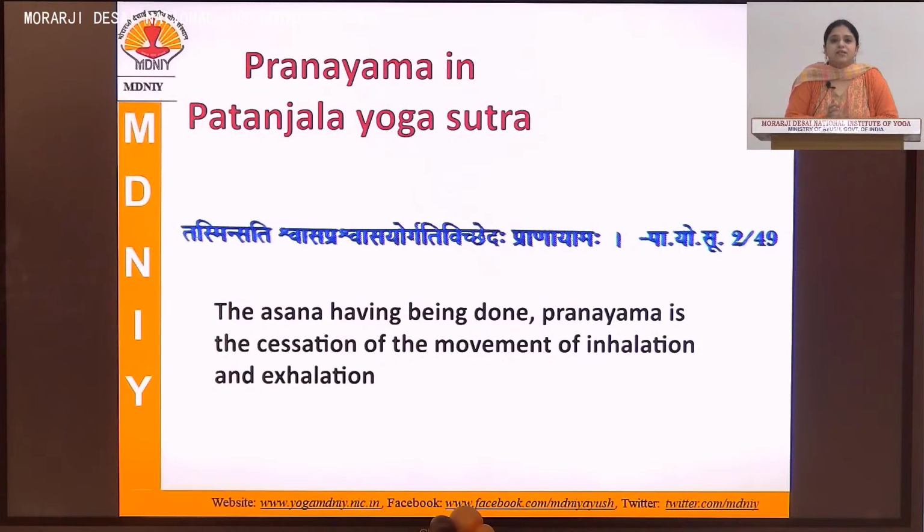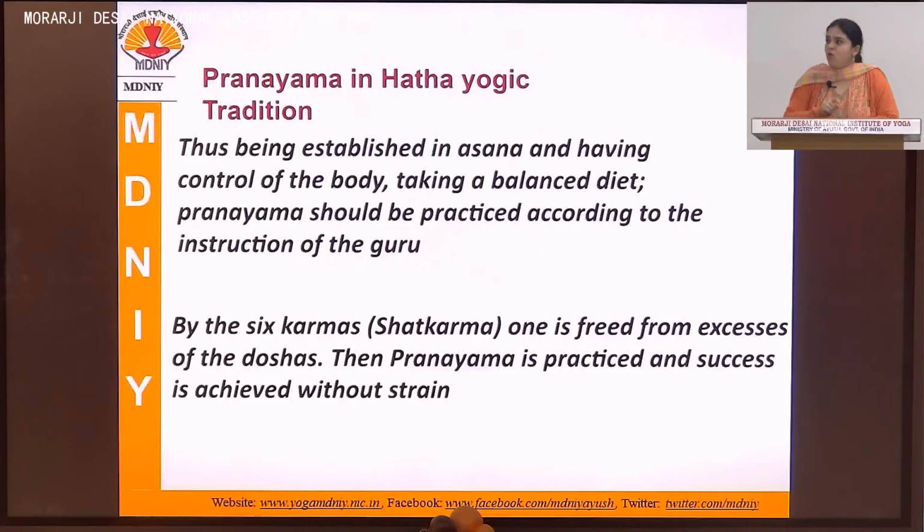So basically Patanjali Yoga Sutra gives a lot of importance to asanas before doing pranayama. They emphasize practicing asanas before coming to pranayama. And in the Hatha Yogic tradition, they also say that one should be established in asana, then control the body with an adequate, proper diet, then go for Shatkarmas, and then move towards pranayama.